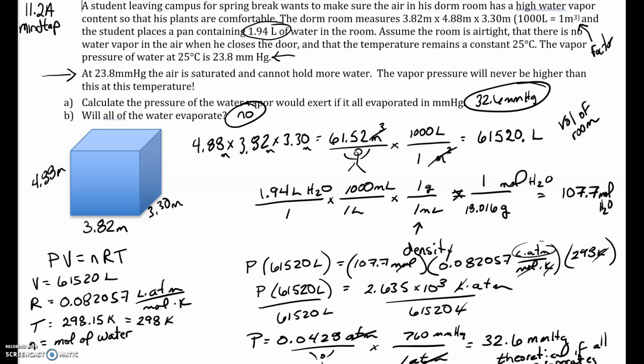Okay, so I'm just going to say that one more time. The pressure we calculated was a theoretical pressure if all of the water evaporated. However, because the vapor pressure at that temperature is 23.8, we can't go any higher than 23.8. And since we had a value that is greater than 23.8, the room is going to be at 23.8 millimeters of mercury, and there's going to be excess water which did not go into the vapor phase. Hope this helped.